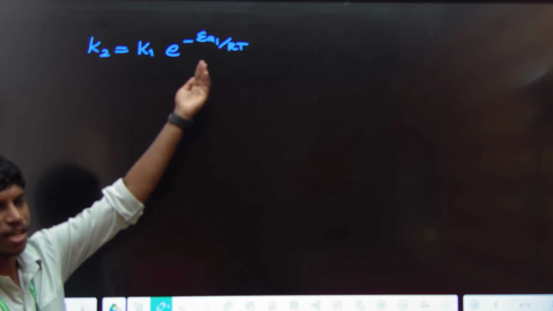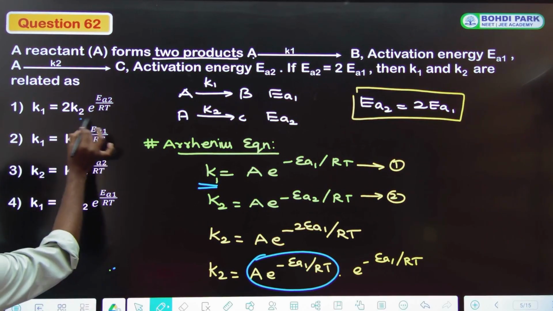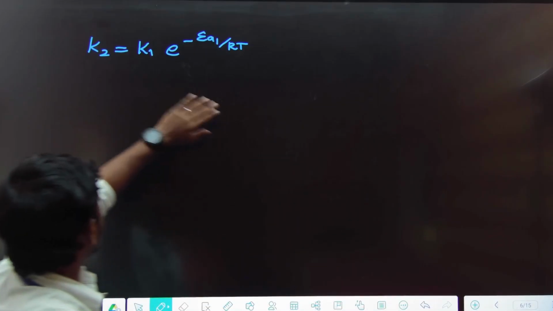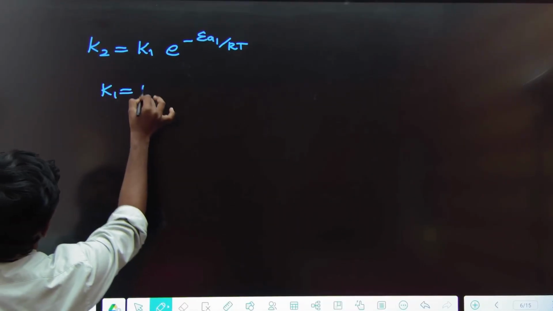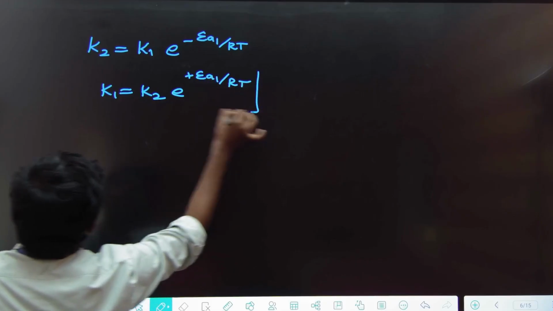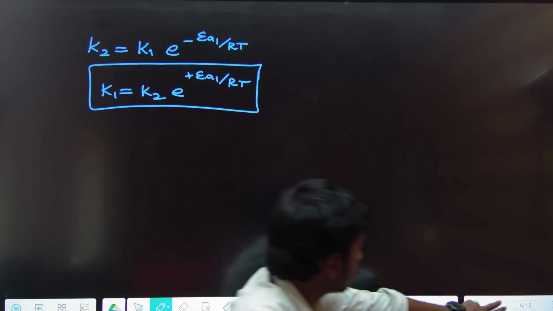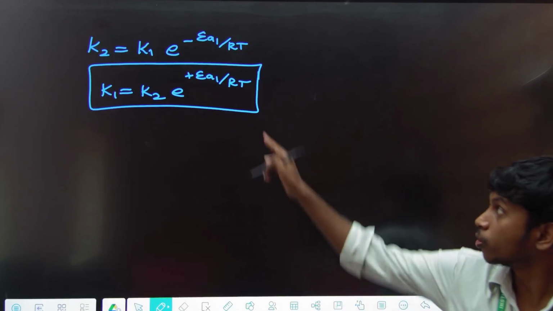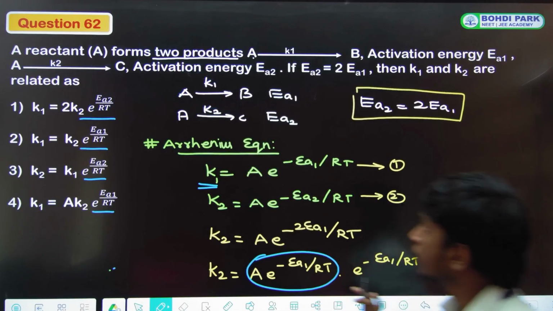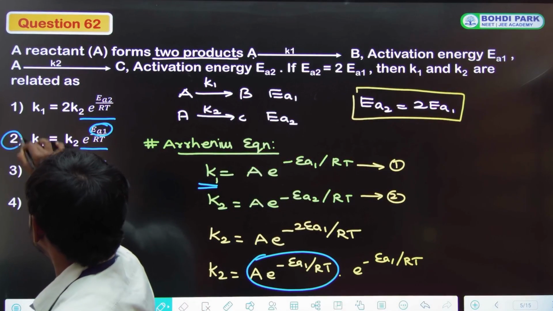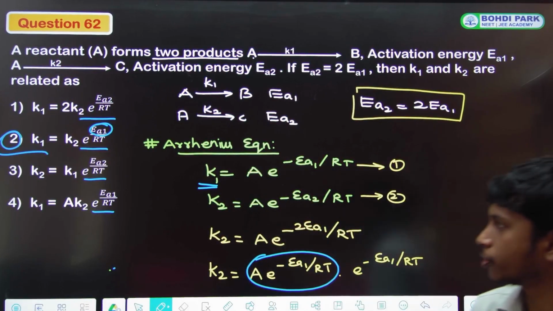Okay, so minus-ஐ இந்த சைடு கொண்டு போறோம் because in none of my options minus EA is given. எல்லாமே plus EA இருக்கு. So நான் equal to இந்த சைடு கொண்டு வரேன். So K1 will be equal to K2 into e power plus EA1 by RT. This is my correct answer. So K1 is equal to K2 e power EA1 by RT. Option 2 will be my correct answer.